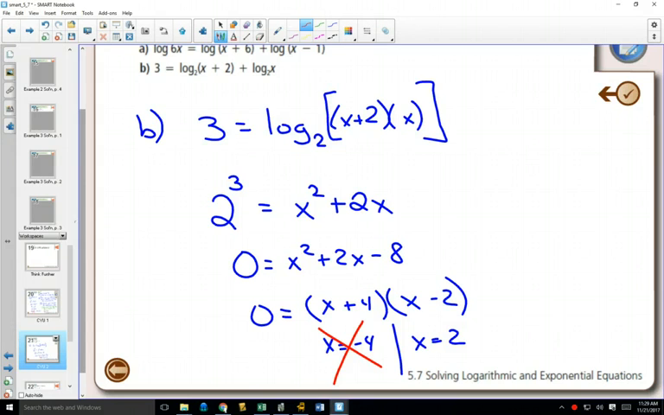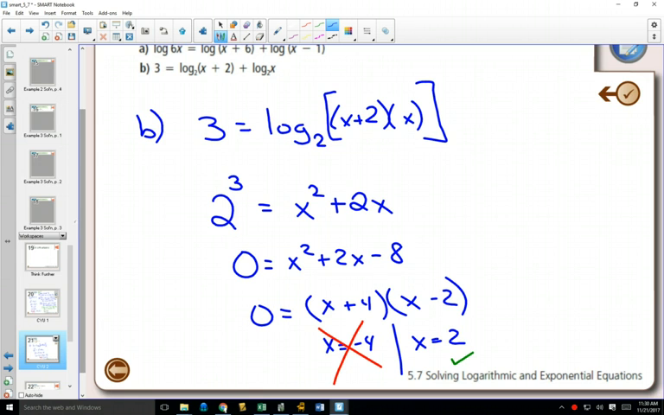Okay? If I plug in 2, 2 works. So 2 is good. It does happen. In fact, it's a good question. What happens if both answers turn out to be a problem when you plug it in? It just means that this question has no solution.